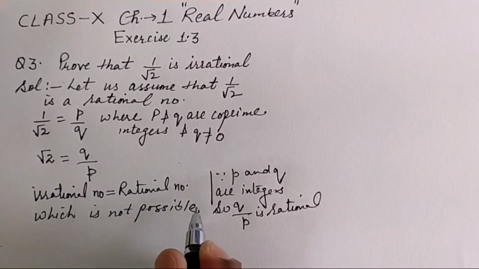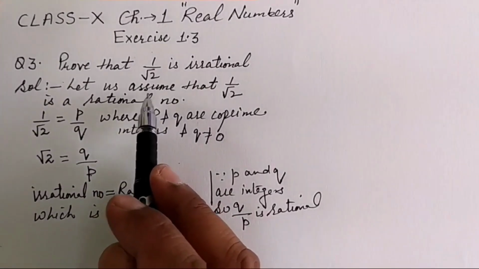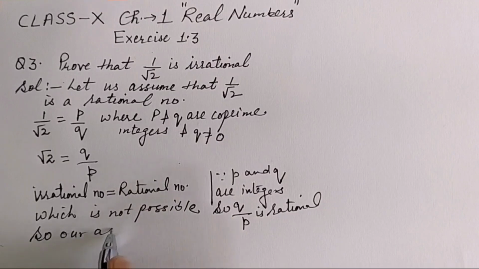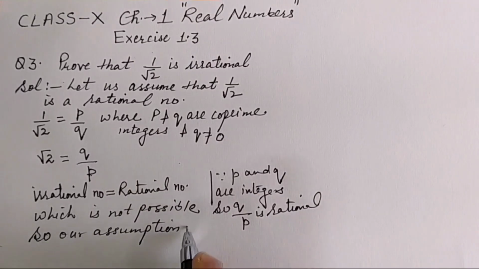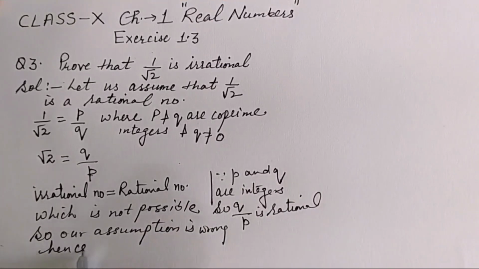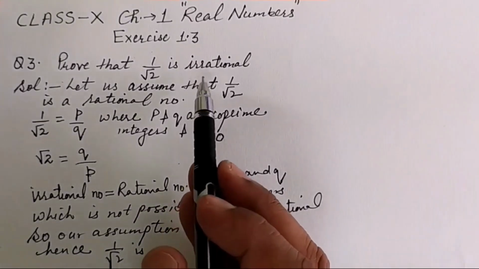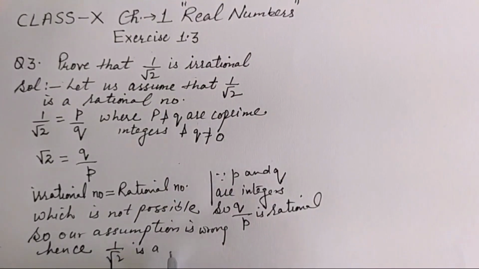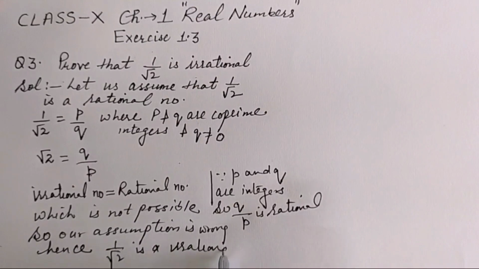So our assumption is wrong. Whatever we have assumed here, that is wrong. Hence 1 by root 2 is not a rational number, but it is an irrational number. Hence 1 by root 2 is irrational number. So this way we will prove this question.